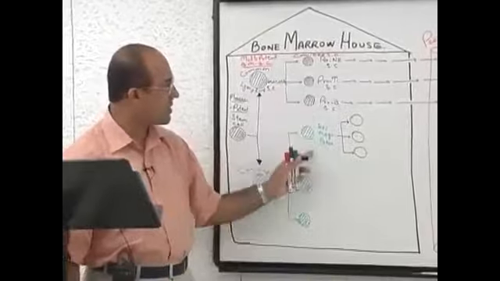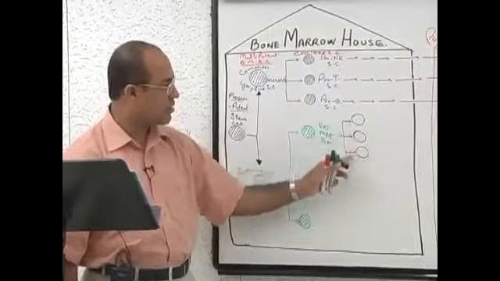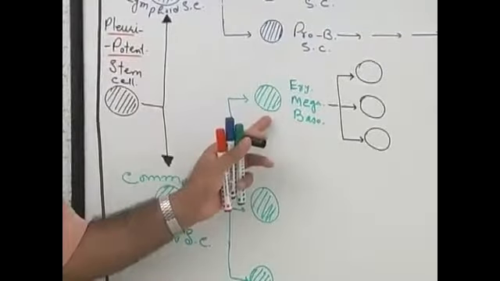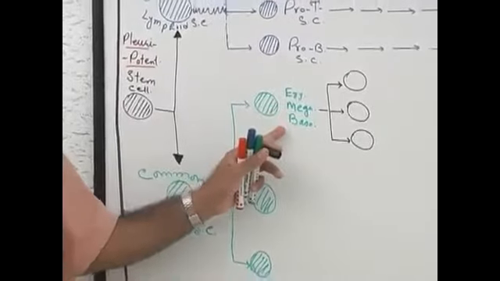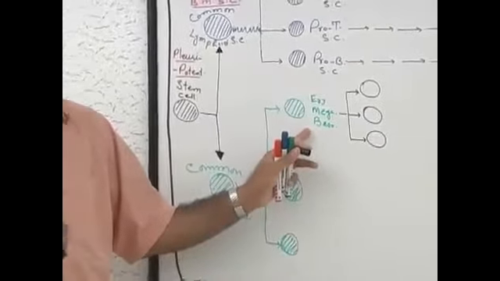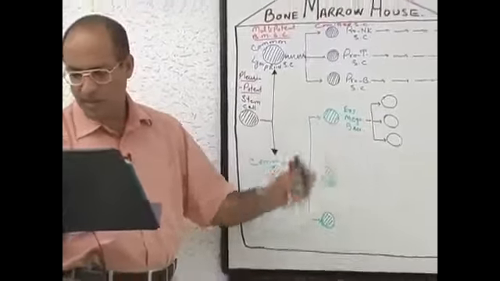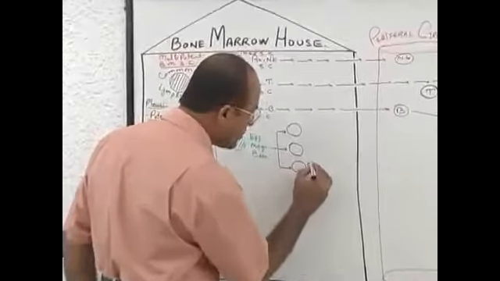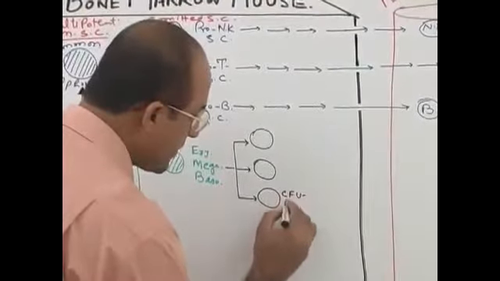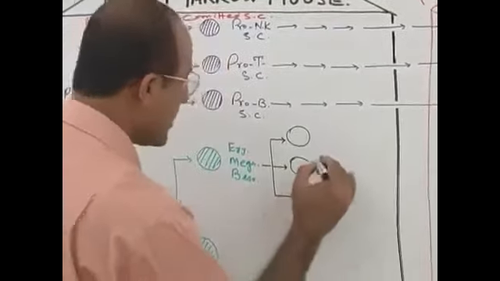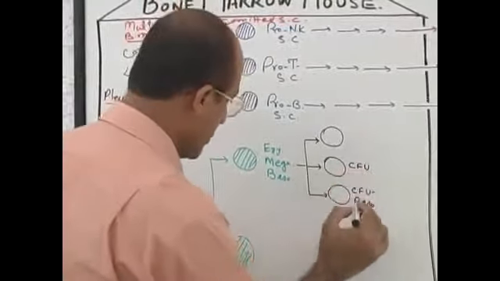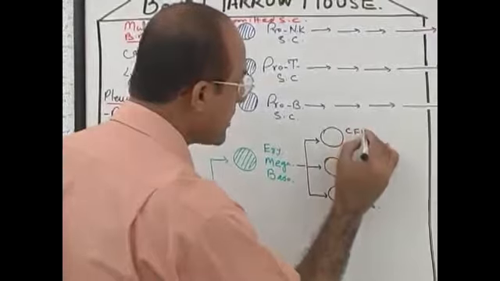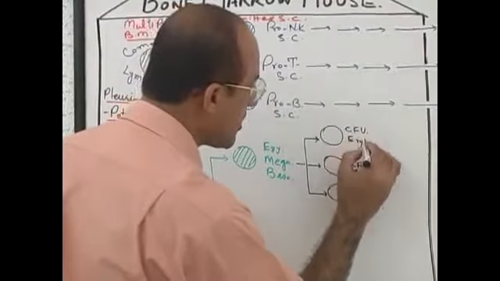So what has happened? This was your committed stem cell. These committed stem cells have been converted, this one particularly, which is a derivative of the common myeloid stem cell. This is called erythroid megakaryoid basophilic committed stem cell, or simply colony forming unit. It will make, number 1, colony forming unit basophil. This is colony forming unit megakaryoid system, and this is colony forming unit erythroid system.